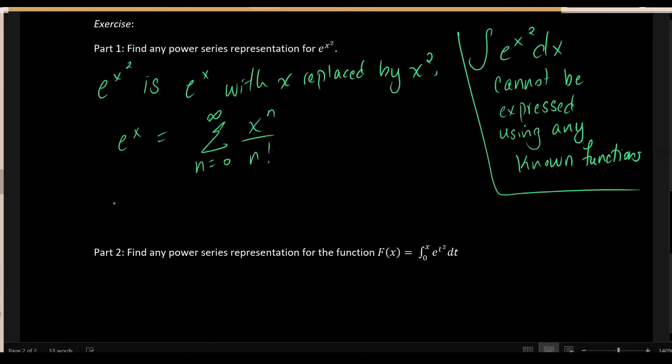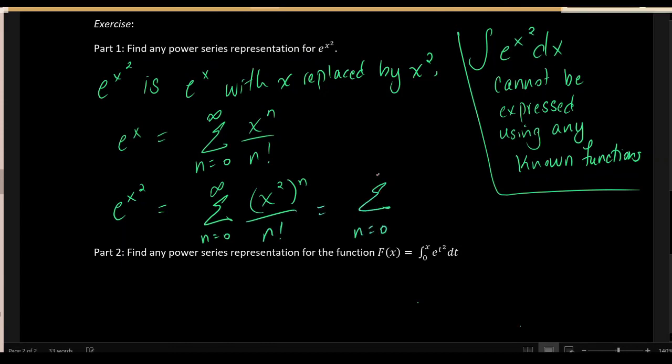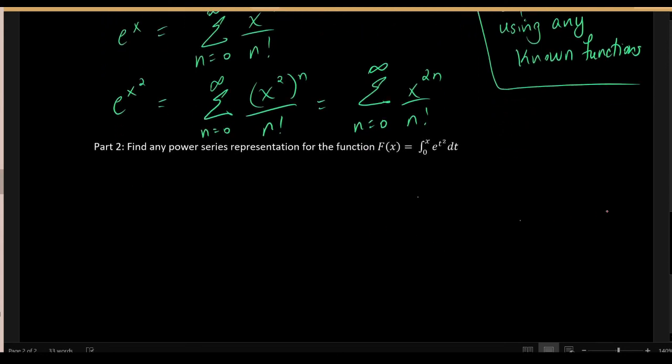So if I go in and substitute x squared in x's place, then that same thing will occur in the series. And I will get x squared to the power n divided by n factorial, or if you prefer to have that simplified a little bit, x to the 2n divided by n factorial, summed from 0 to infinity. So let's go ahead and use that to find a power series representation for the function f of x, in other words, one of the antiderivatives of e to the x squared.